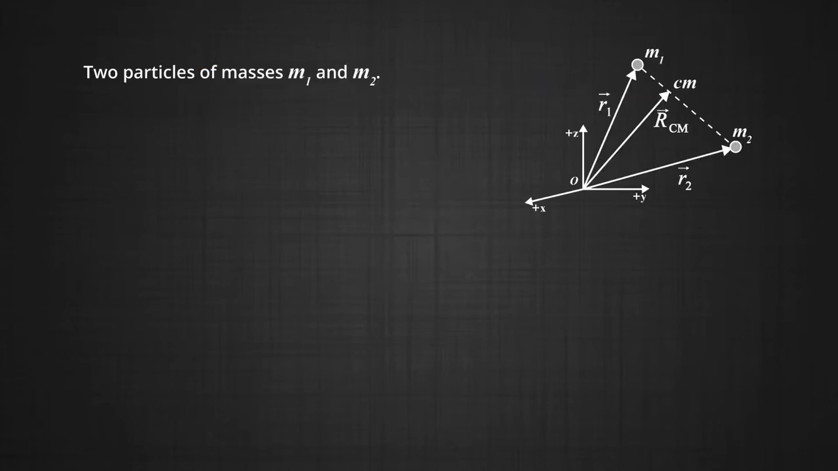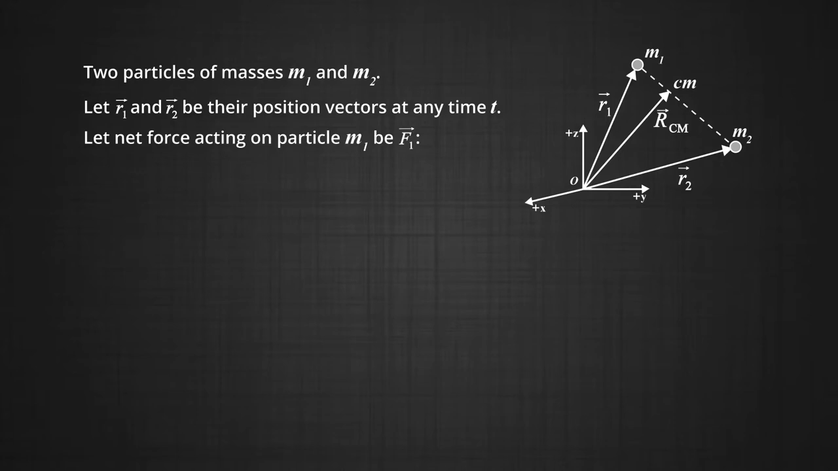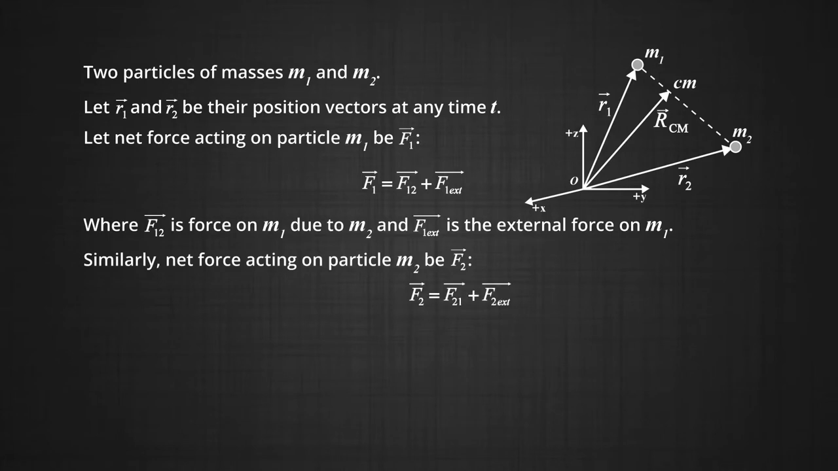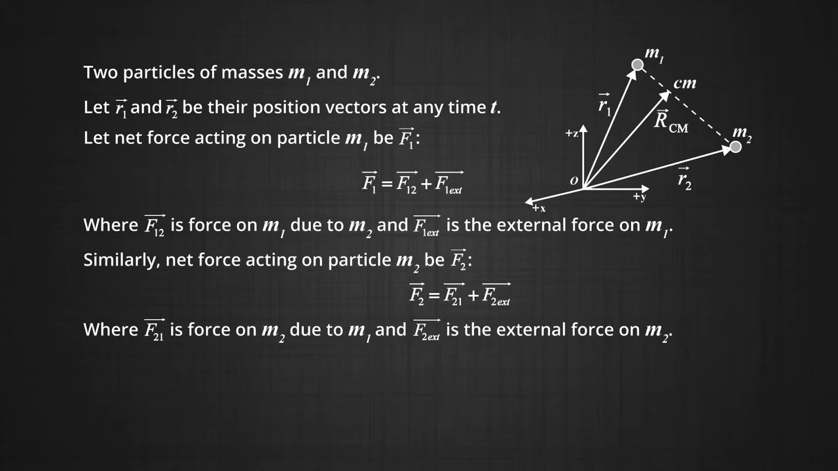Consider a system of two particles of masses m1 and m2 having position vectors r1 and r2 at any time, which is shown in the figure. Let the net force acting on the particle m1 be F1, then F1 can be written as F12 plus F1 external, where F12 is the force on m1 due to m2 and F1 external is the external force acting on m1. Similarly, the net force acting on particle m2 can be written as F2, which is the sum of F21 and F2 external, where F21 is the force on m2 due to mass m1 and F2 external is the external force on mass m2.